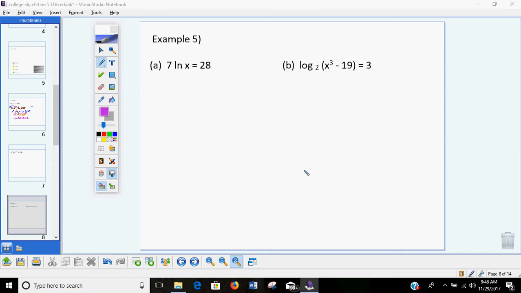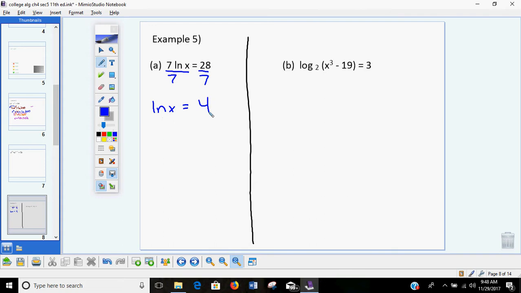I want to simplify this one by dividing by the 7. I want to get the log by itself. I'm going to divide both sides by 7. And then I have ln x equals 4.